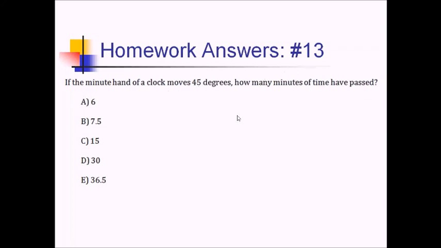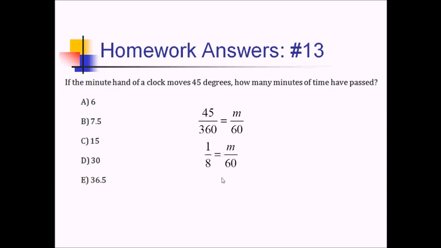For number 13, if the minute hand of a clock moves 45 degrees, how many minutes of time have passed? So this is one of those part versus whole sort of problems. We have 45 degrees out of 360, and we want to know how many minutes out of 60 have passed based off of that. So we can set up this proportion and then cross multiply. Before we cross multiply, though, we can actually reduce this 45 over 360. That's really going to be 1 over 8, if you divide by 45s.